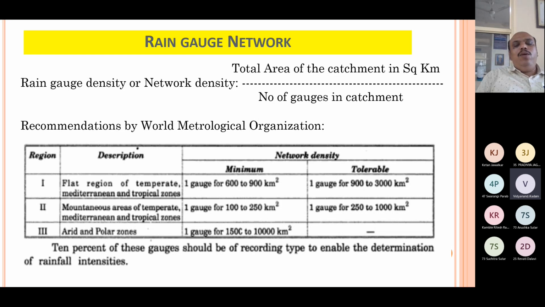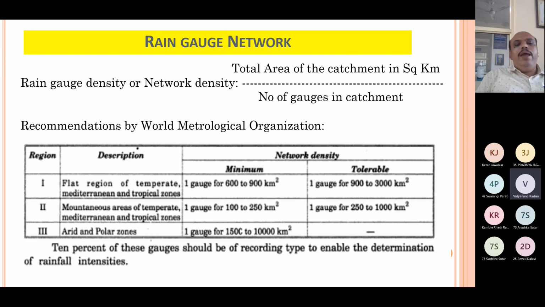Region 2 is defined as mountainous areas of temperate, Mediterranean and tropical zones, including the area around the Mediterranean Sea, where the minimum network density required is 1 gauge for 100 to 250 square kilometer. And in exceptional cases, the tolerable value is suggested as 1 gauge for 250 to 1000 square kilometer.